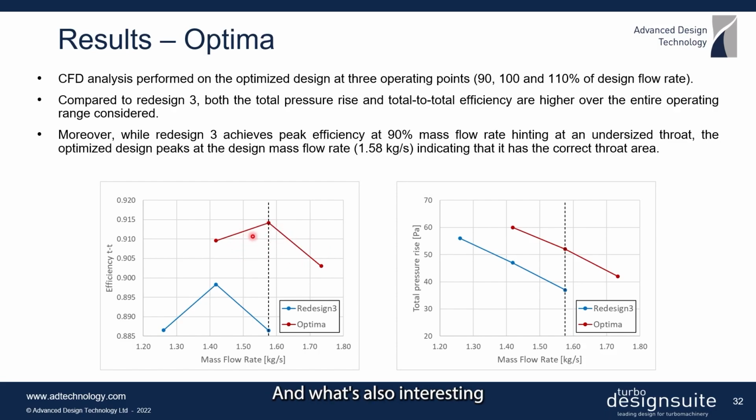And what's also interesting is that the optimized design is now peaking at the design flow rate, whereas redesign 3 was peaking at around 90% flow rate, which means that the optimized design actually has the correct throat area. And also a consistent increase in the total pressure rise over the entire operating range, as can be seen here.